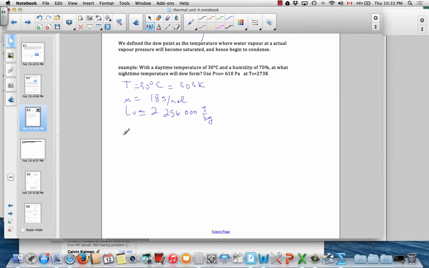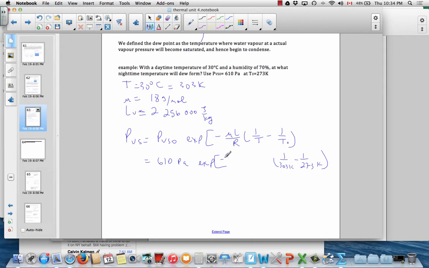First, let's see what saturation vapor pressure would be at 30 C. So according to the Clausius equation, we need a reference pressure and temperature, and we're given those. And then it's e to the minus mu L over R, times 1 over T minus 1 over T naught. So we're told to use 610 pascals at the reference temperature of 273 Kelvin. And we are at 30 C, so that's 303 Kelvin.